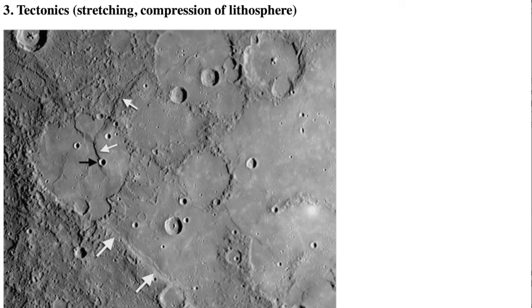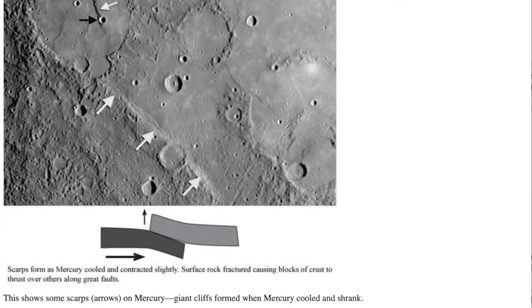This picture of Mercury's surface shows a combination of impact cratering, lava plains, and tectonics. The arrows point to high cliffs up to 3 kilometers or 2 miles high called lobate scarps, running for hundreds of kilometers, that are probably the result of the shrinking of Mercury as it cooled from its formation. Recall that Mercury has the proportionally largest metallic core of the planets. As the metallic core cooled, it shrank, and the mantle and brittle crust would have had to shrink too, crinkling in the process. Surface rock fractured, causing blocks of crust to thrust over others along great faults.